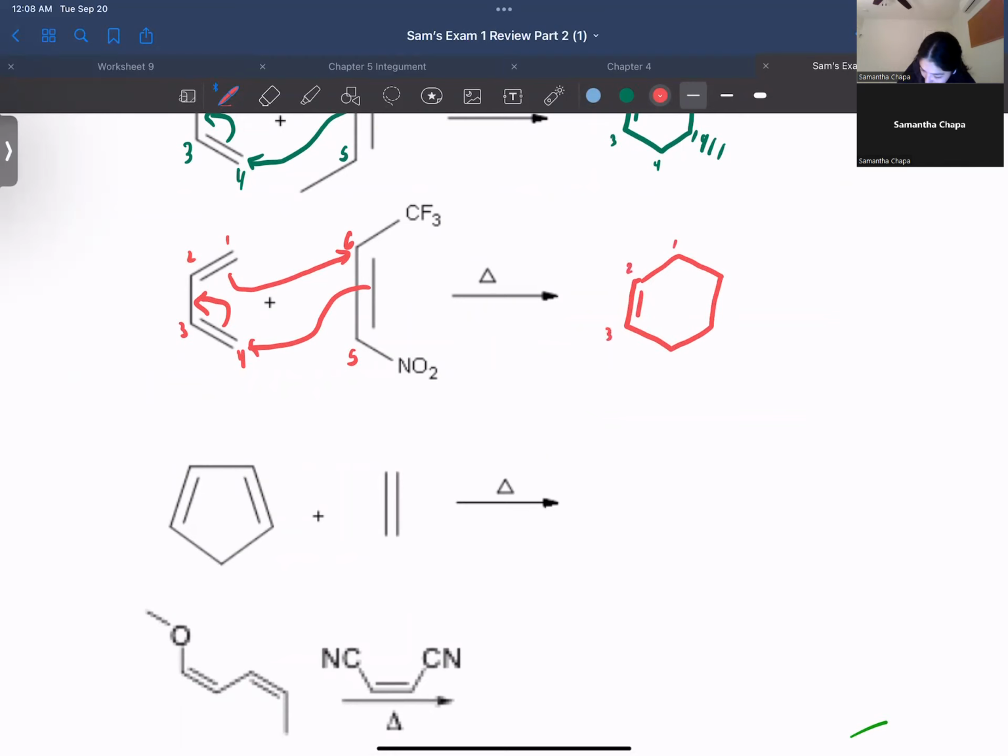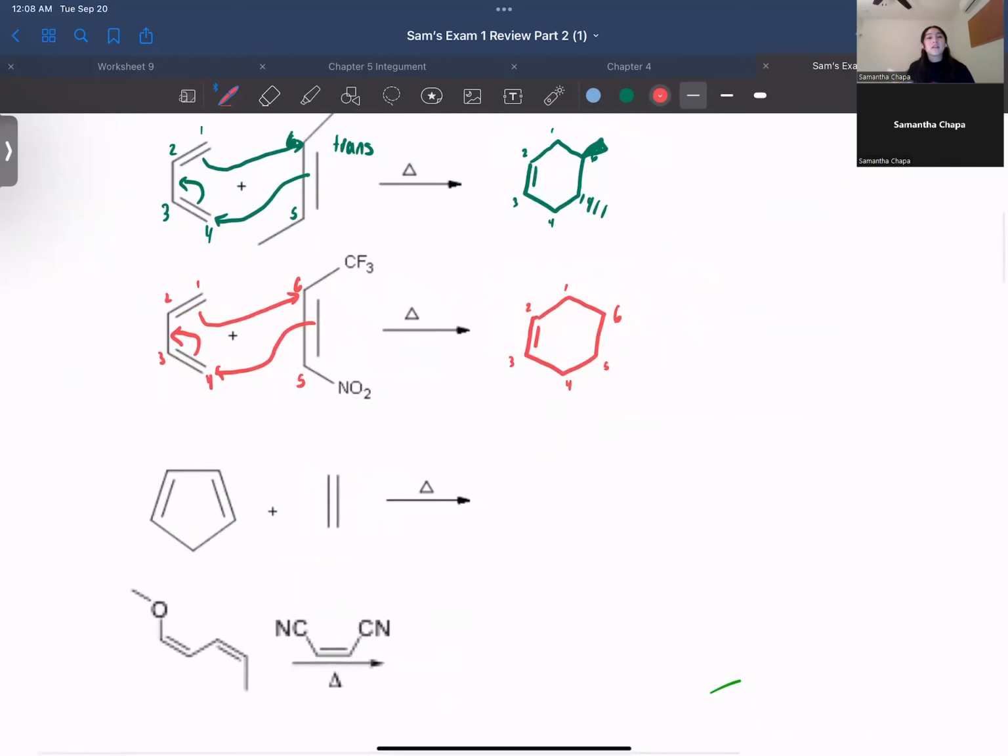Number your carbons. And then how are the CF3 and NO2 groups oriented? They're in cis conformation. So then since they're cis, they're either both going to go on a dash or both on a wedge. So you can draw either this or this.